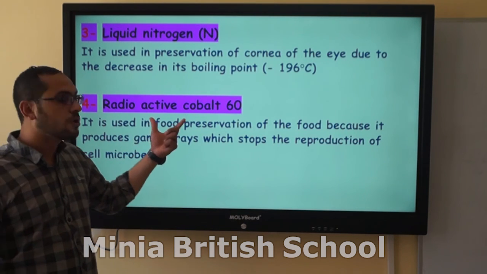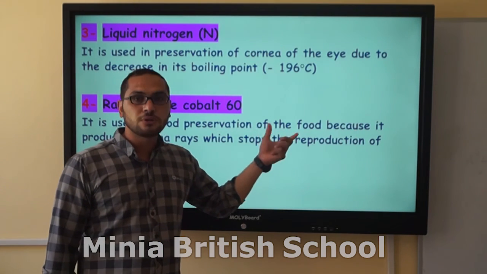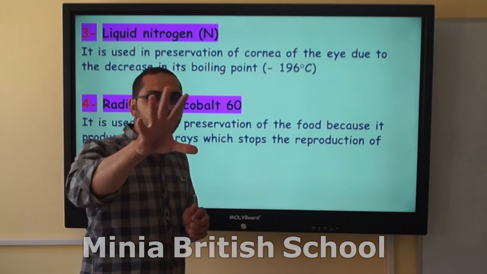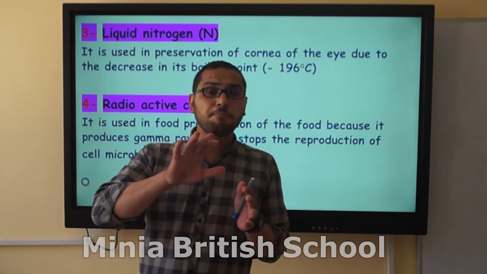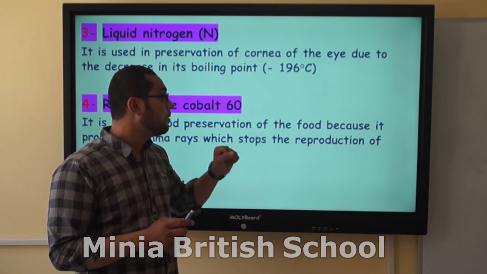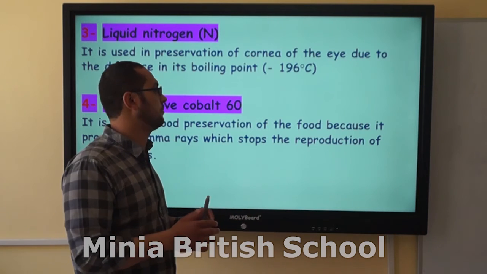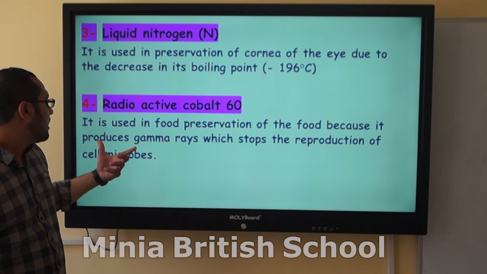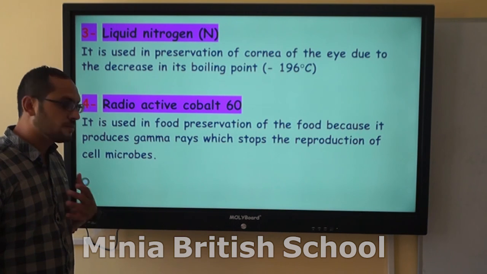Finally, radioactive cobalt-60 is used in food preservation, because it emits gamma rays. The gamma rays can prevent the reproduction of microbes. But pay attention here, the gamma rays do not affect the human. So it's used in food preservation because it emits gamma rays which stop the reproduction of microbes.